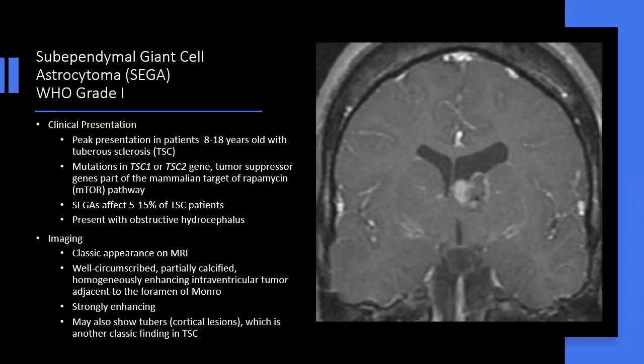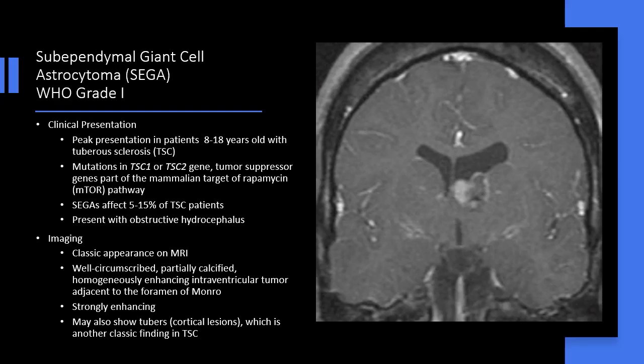The first of these unusual gliomas we will discuss are the subependymal giant cell astrocytomas, also called SEGAs. They are classified by the World Health Organization as a grade 1 glial tumor. They are almost exclusively found in young patients with tuberous sclerosis complex, a rare neurocutaneous disorder that results from mutations in either the TSC1 or TSC2 gene, both of which are tumor suppressor genes in the mTOR pathway.